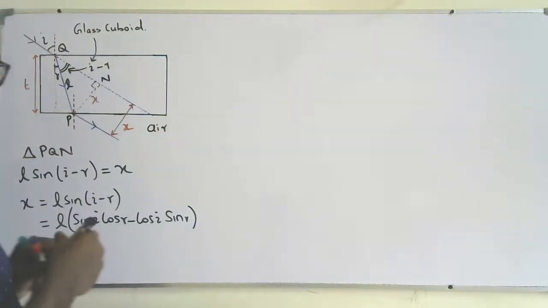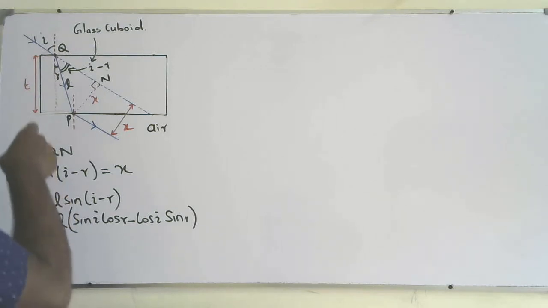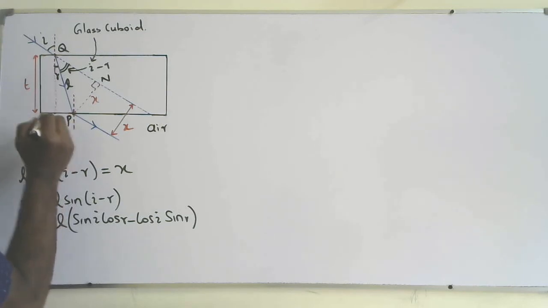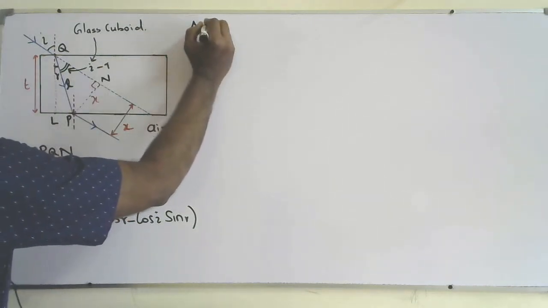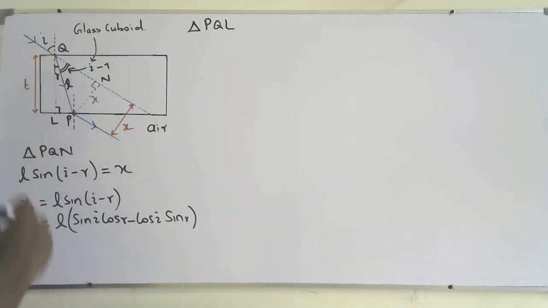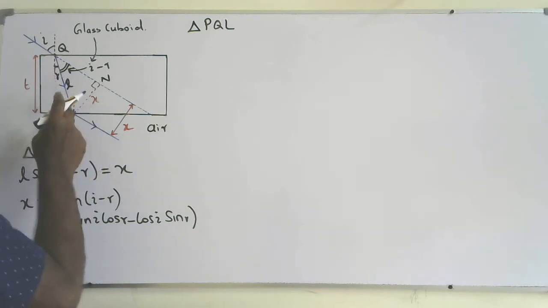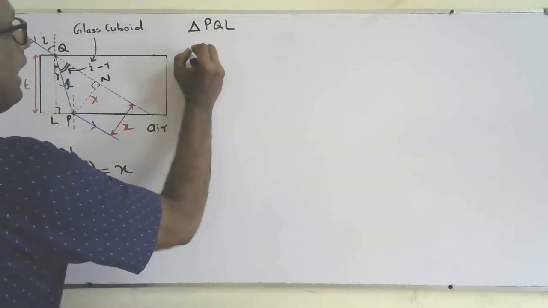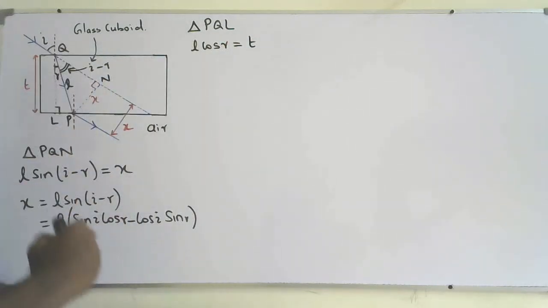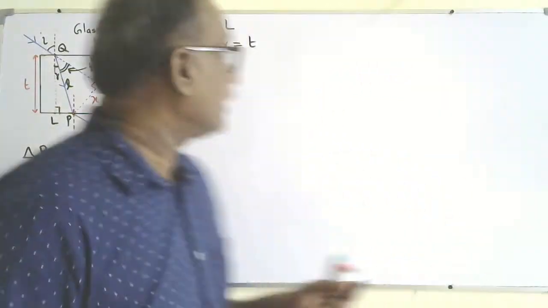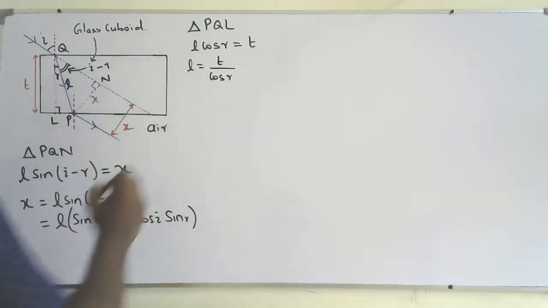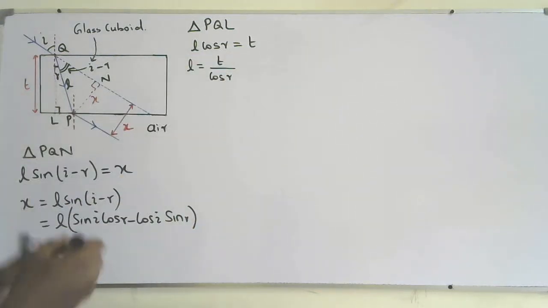Okay, so now I know that in the triangle PQL, I'll name this one L, it's a right angle triangle. This is 90 degree. I extended the normal. So in the right angle triangle PQL, I know that L cos r is equal to t, the thickness of the glass cuboid. So I can say L equal t over cos r. So I can replace this L by t over cos r.